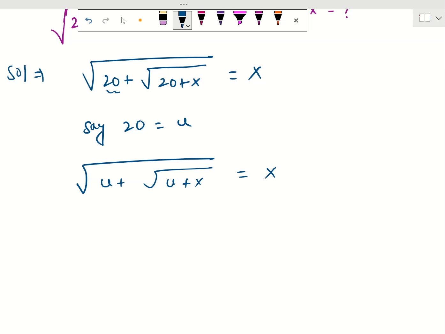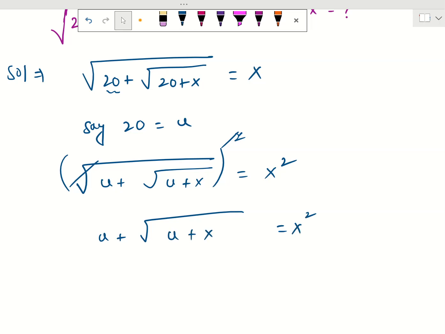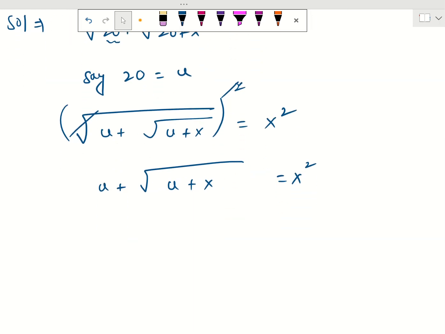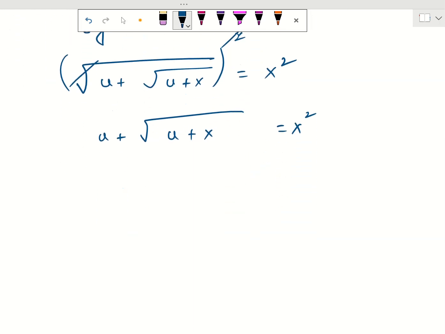So now taking square on both sides, the square root will get cancelled by the square, so then it will be u plus square root of u plus x is equal to x square. Okay, so this we can simplify again. Square root of u plus x is equal to, taking u to the right side, x square minus u.